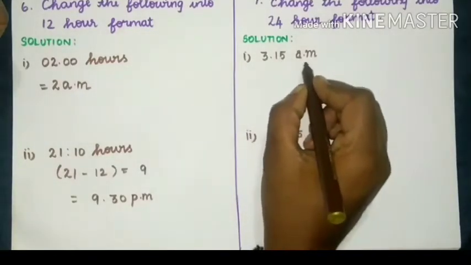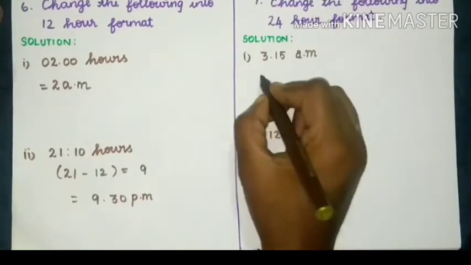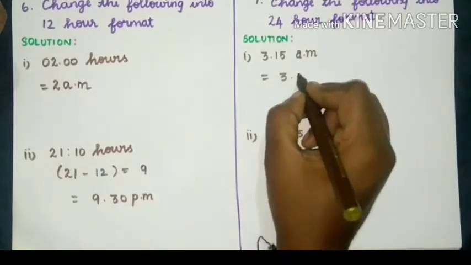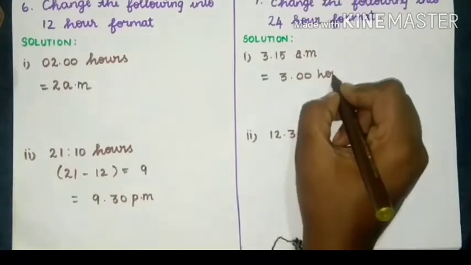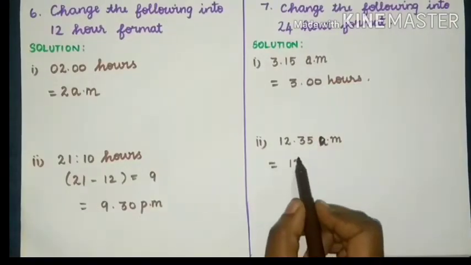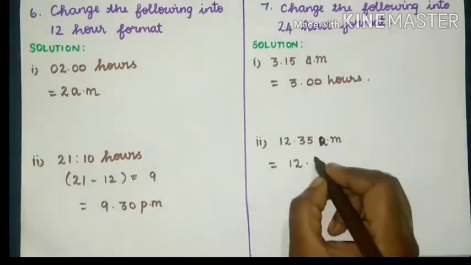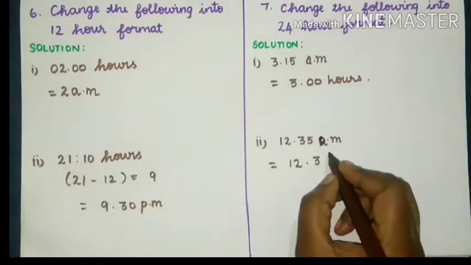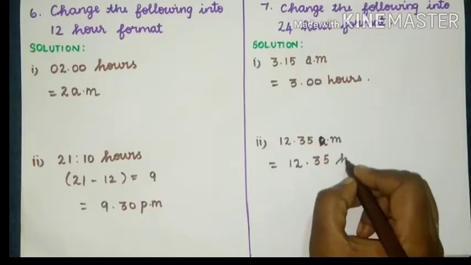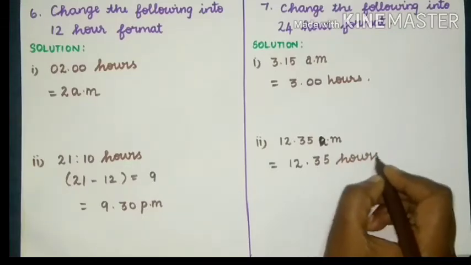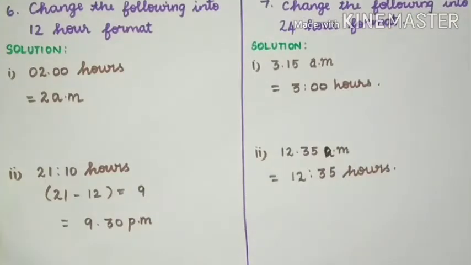In the first subdivision it is given as AM. So normally you have to write it as 3 hours. See here, 12:35 AM is given. So just convert this into hours. Students, is it clear now? If it is given in AM, just write it in hours. If it is given in PM, you have to add 12 hours.